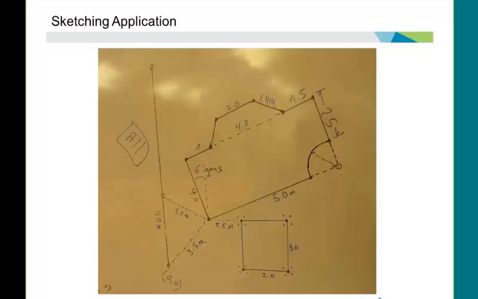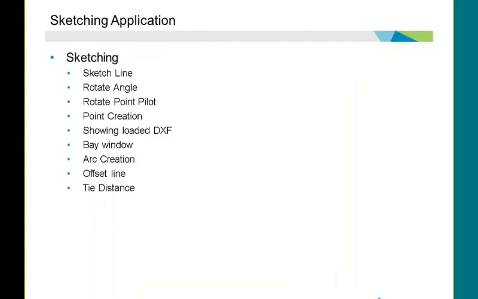I'm going to sketch out the drawing that you can see here. We're going to look at the following functions within the sketching app. So we'll sketch lines, we'll rotate angles, we'll rotate a point pilot, and I'll explain what a point pilot is. Point creation, I'll also show a DXF that I've loaded. We'll look at the construction of a bay window, creating an arc, offsetting a line, and then in the end we'll look at tie distance.